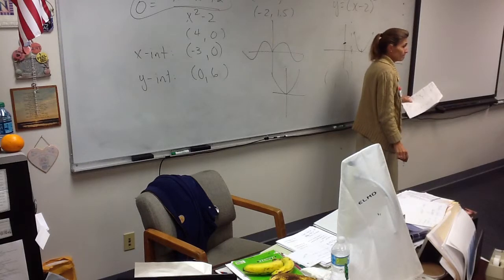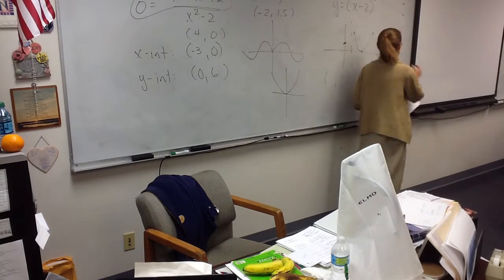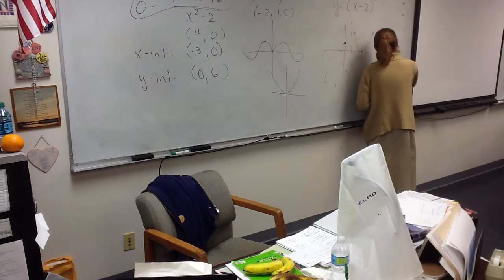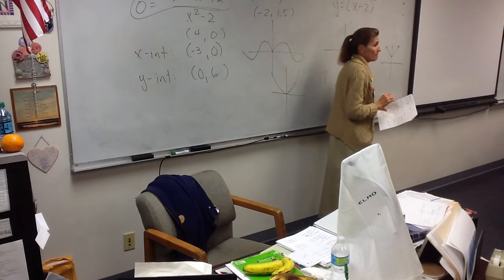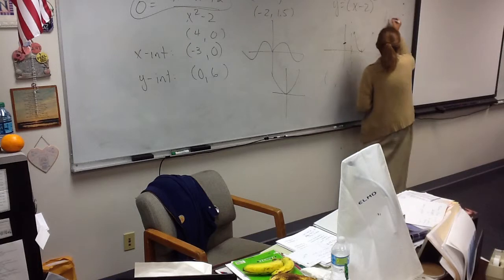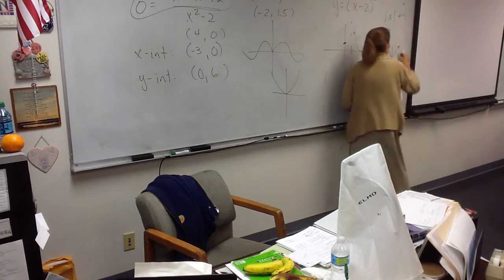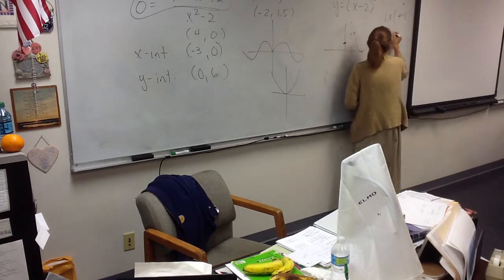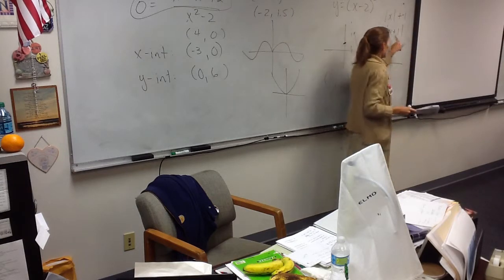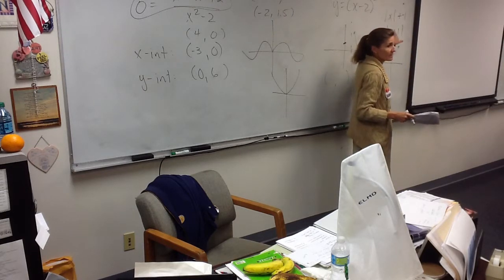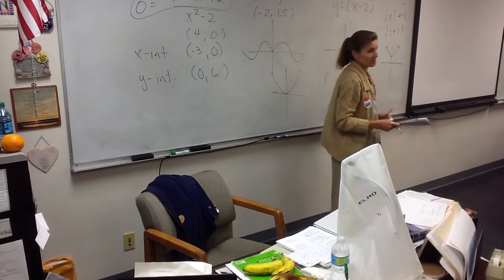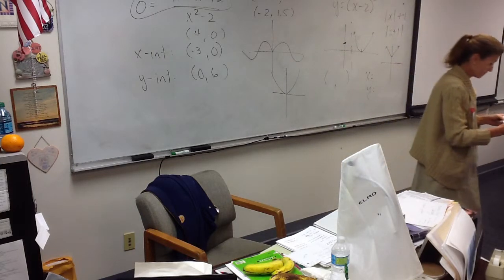What shape is it? A V, and up 1. How do we know it's up 1? Because the 1 is attached out here, not in here. What happens when you attach the 1 in here? Move it to the left 1. This one goes up 1.